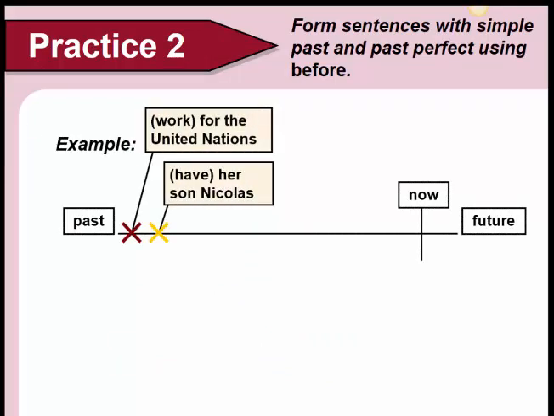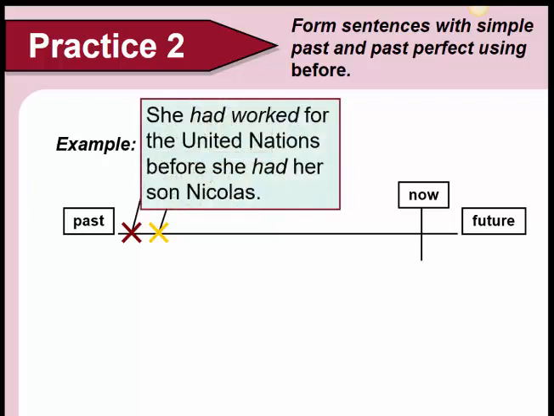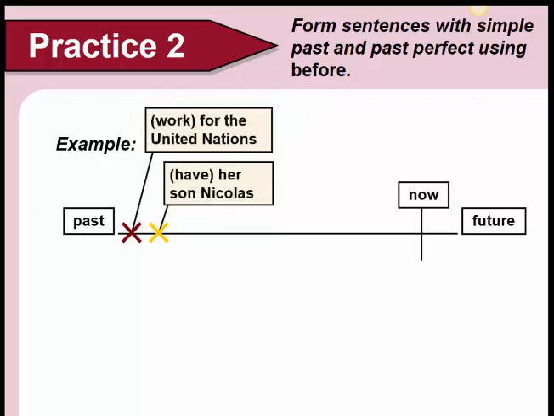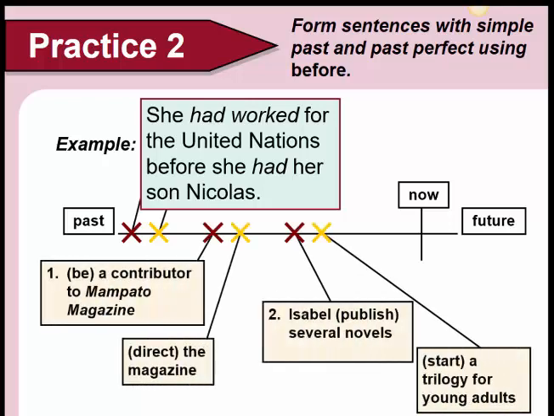Well, again, let's practice, and again I recommend you to pause the video. Yes, she had worked for the United Nations before she had her son. Take a couple of seconds.